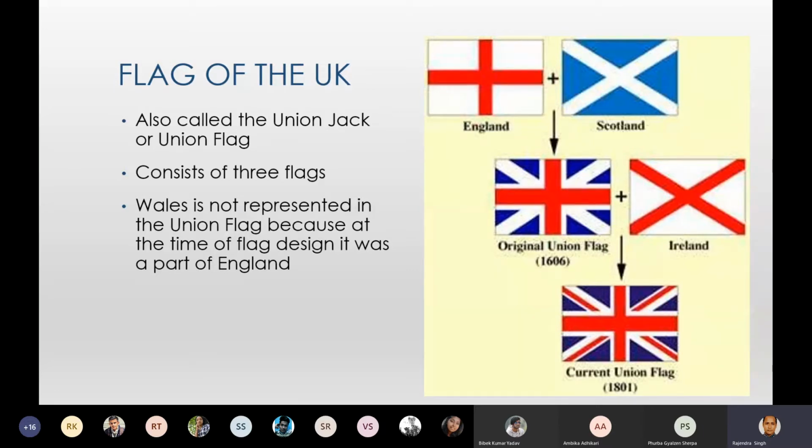Some of you may be wondering why, because the United Kingdom consists of 4 different territories, including Wales, the flag of Wales is not included in the current flag of the United Kingdom. The answer is that when the original Union flag was made, Wales was a part of the Kingdom of England. It was a part of the kingdom, so it did not have its own flag. Now it has its own independent flag, but they don't include that in the Union flag. It's assumed to be a part of England, as before.